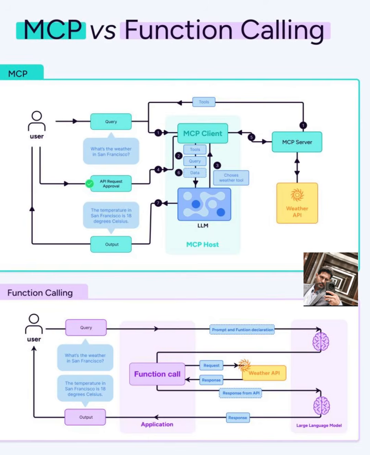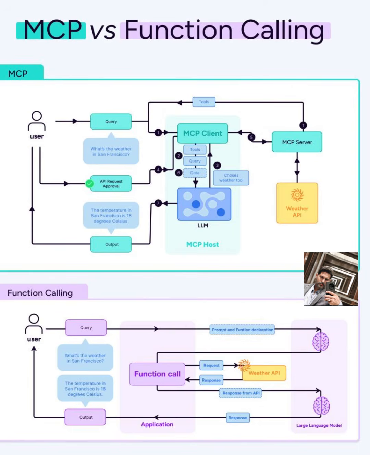The LLM decides to make a function call to the weather API, sends the request, and gets the response: the temperature in San Francisco is 18 degrees Celsius. The LLM then incorporates that into its output and sends it directly back to the user. The flow here is simpler: user to LLM, LLM to API, and back to the user. There's no intermediary client or host, just the model handling everything.